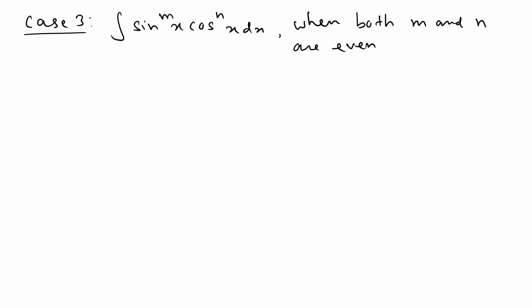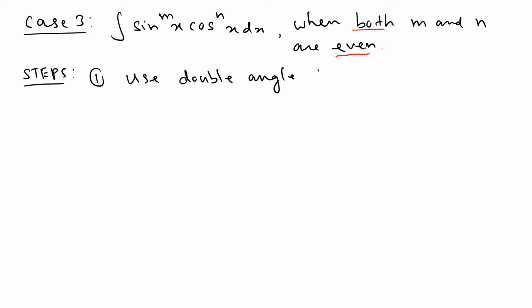When both are even, you can see our argument fails. The argument, because they use the other one, doesn't work anymore. So what we're going to do is we have to use the double angle formula now. These are the steps. So the goal is to use a double angle formula.